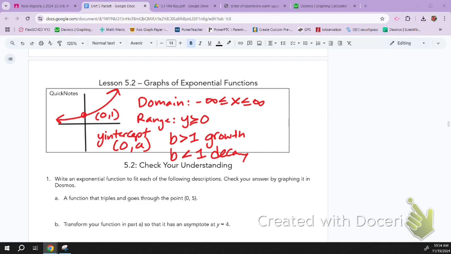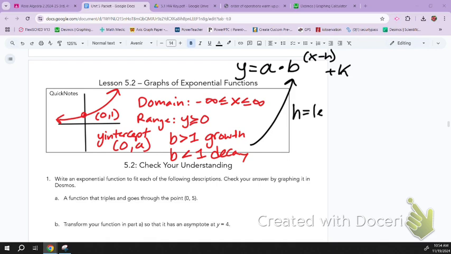Again, I'm referring to the equation we had on the last page. a times b to the x minus h, plus k. This is what we're referring to. H, again, is left and right. K is up and down.